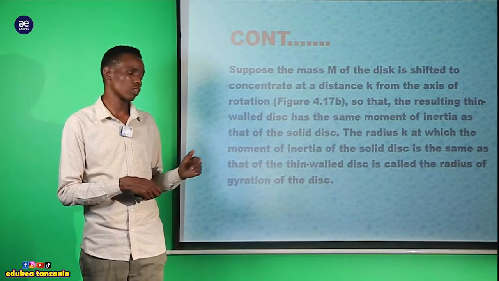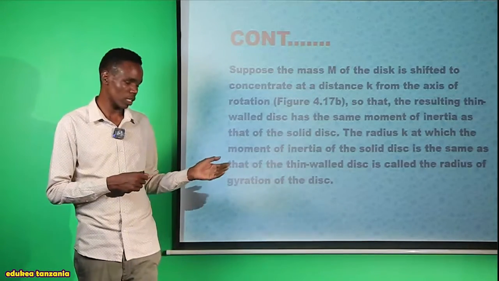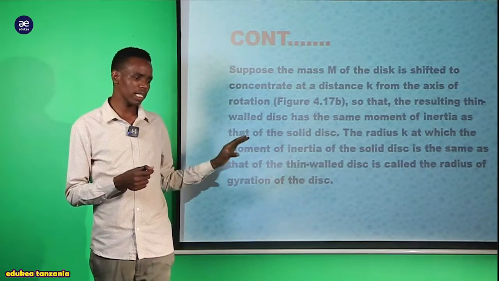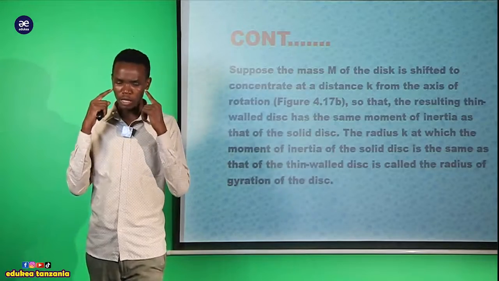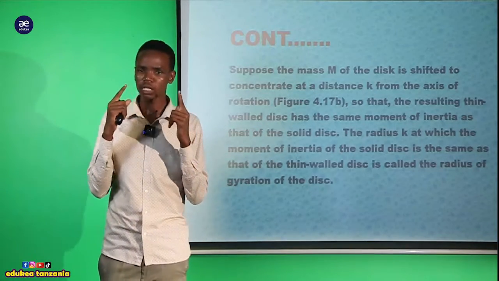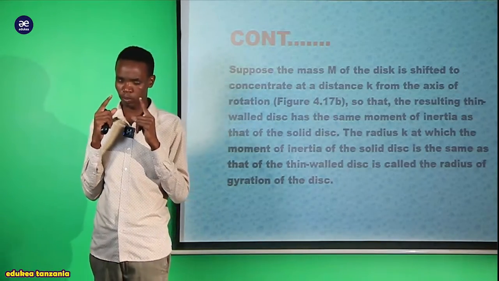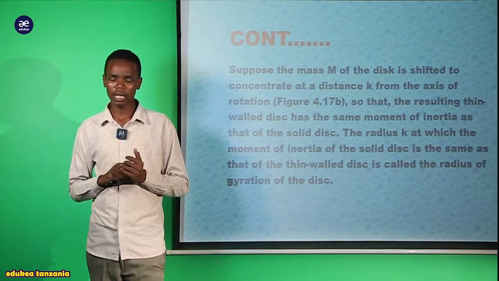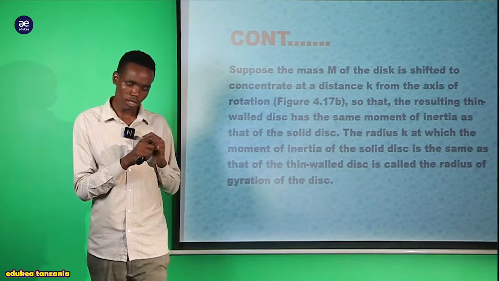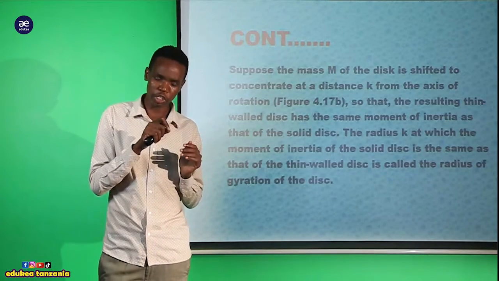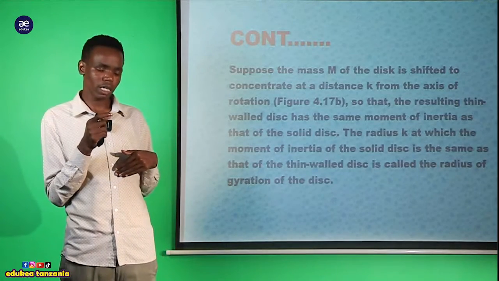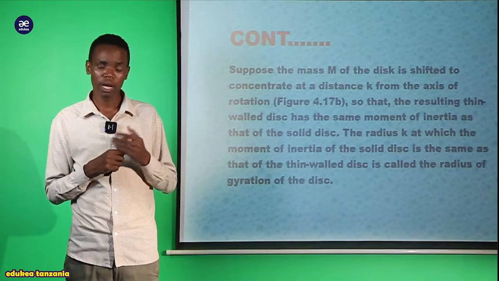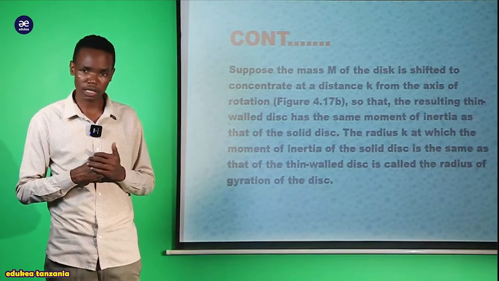So this is called the radius of gyration of the disk. That is the radius of gyration. After reading this concept here, we could demonstrate the concept about the radius of gyration. As we know, after reading this statement, if we take the mass of the disk and shift it from the original position, and measure the distance from the axis of rotation, that gives us the radius of gyration.